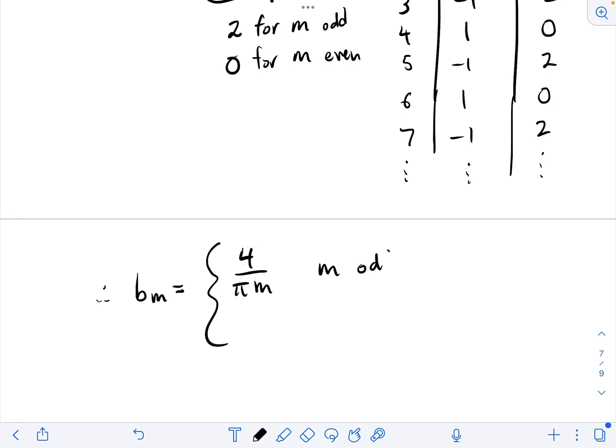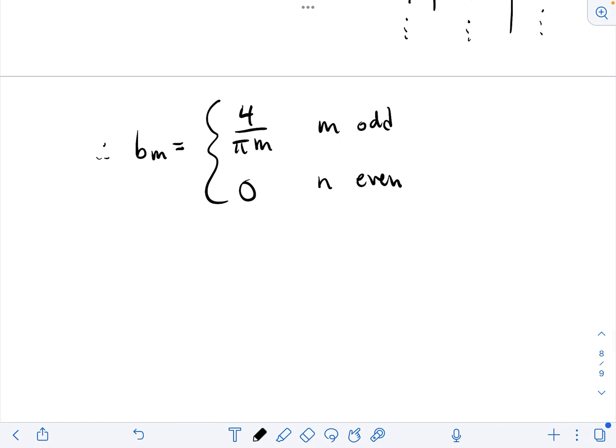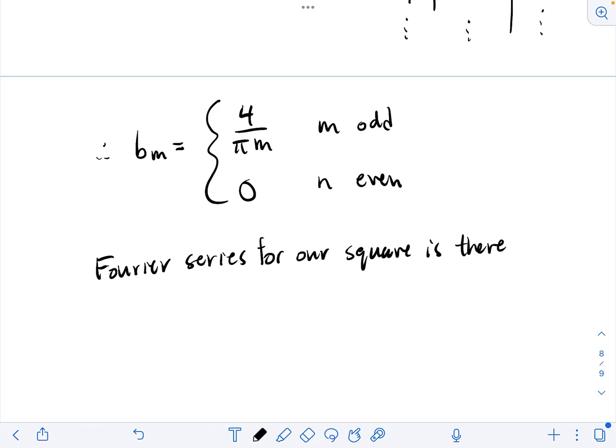All right, good. So then we can write down our full Fourier series for our square wave. a0 is 0, all an are 0, so there's no cosine terms. We have just the sine terms and only the odd ones.